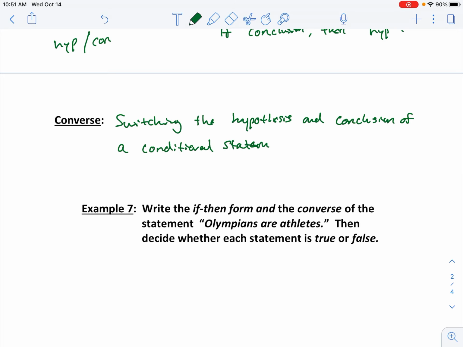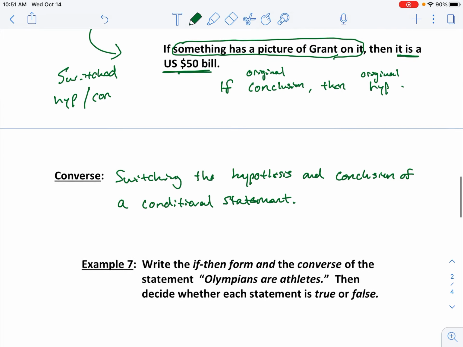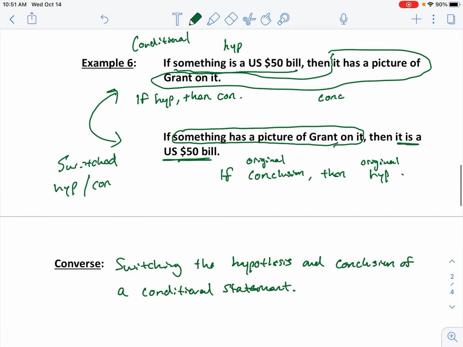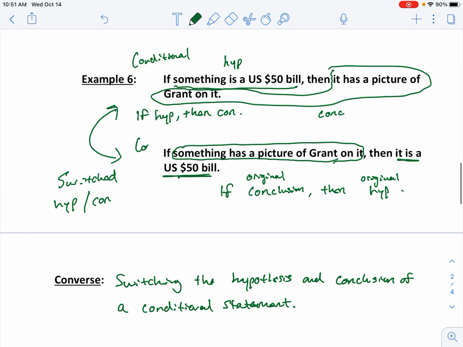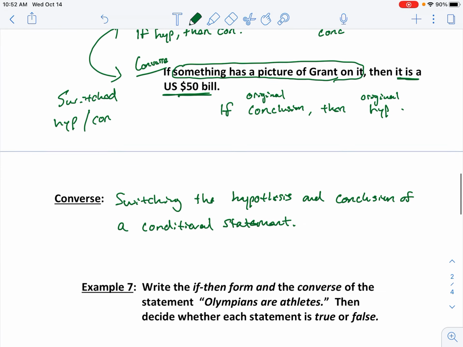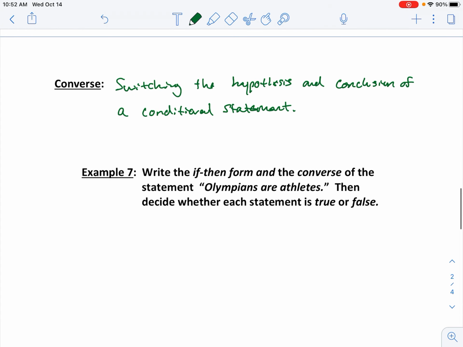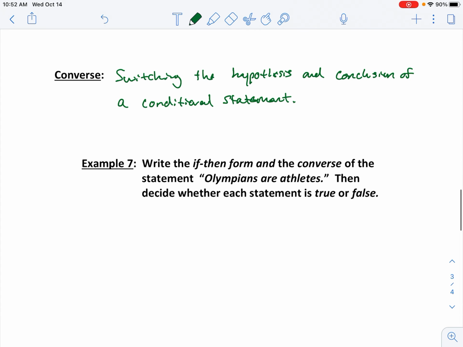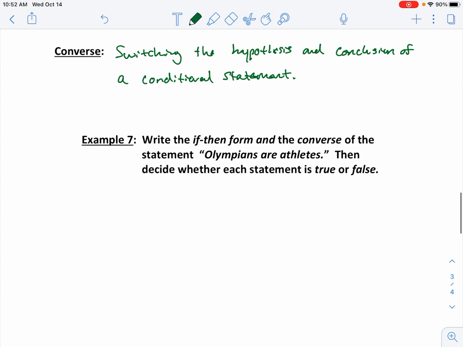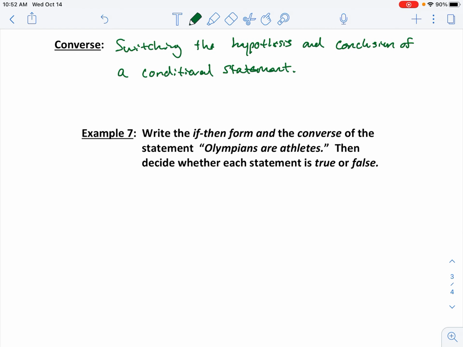All right, so we just saw an example of it up there: we would take the original, so this would be our conditional. Now we know that this would be our converse. You just take the hypothesis and conclusion and you switch those. In our last example here, write the if-then form and the converse of the statement: Olympians are athletes, and then we're going to say whether it's true or false.